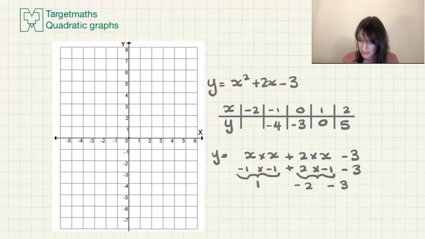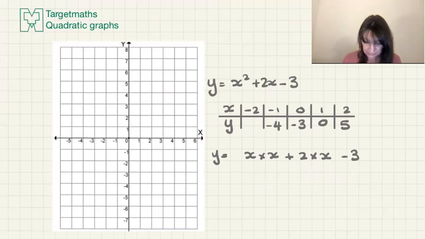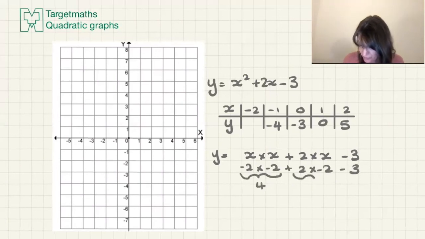Okay. Last but not least, -2. So -2 times -2 is 4. 2 times -2 is -4. 4 take 4 is 0. And then 0 minus 3 is -3. Okay, hopefully that went well.